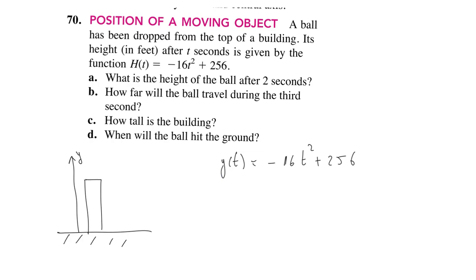What is y of 0? Y at t equals 0 is minus 16 t squared plus 256. So at t equals 0, at the starting time, the ball is at plus 256. So the height of the building is 256 meters.